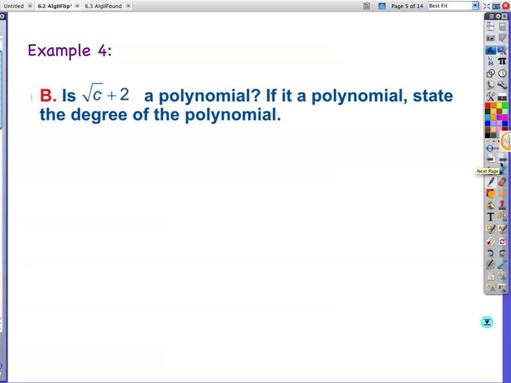Square root c plus 2. Well, that square root makes it not a polynomial. No way. So we don't have to state the degree.